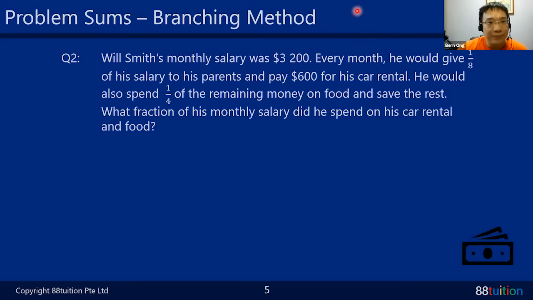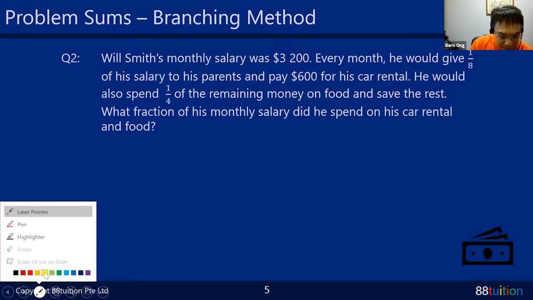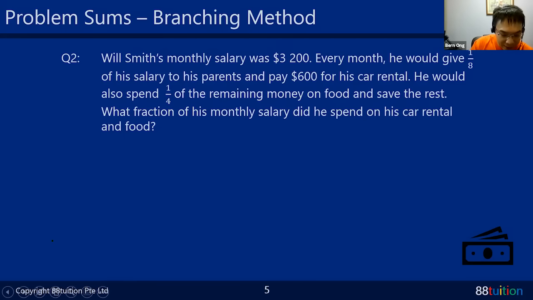So what do you have here? Okay, Will Smith. Do you know who is Will Smith? Okay, never mind, not important. Will Smith's salary was 3,200. Again, this 3,200 is the what? It is the total. Got total means good, easy. Don't have to think so much.